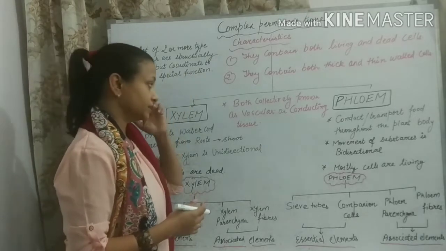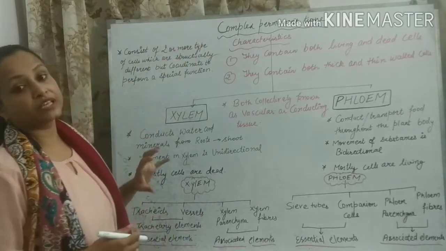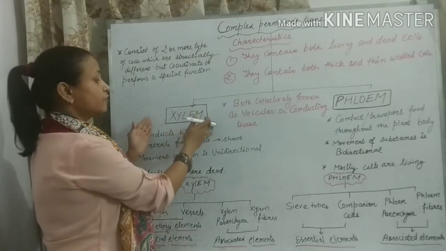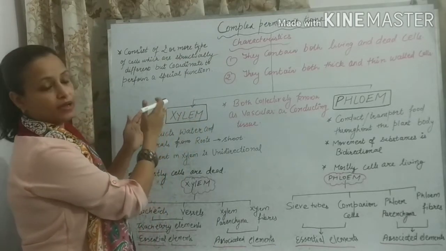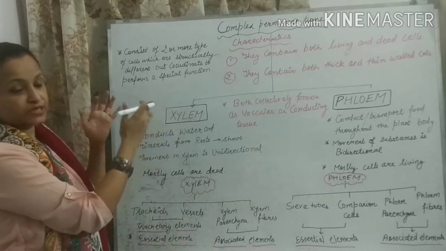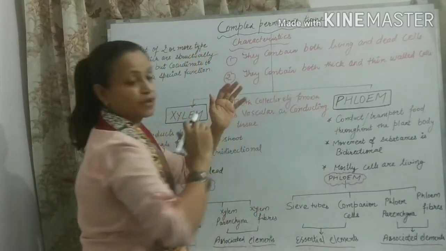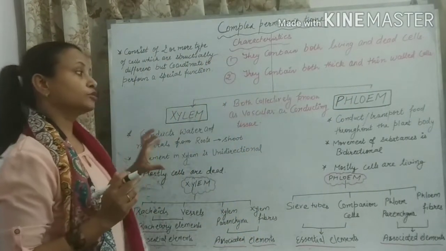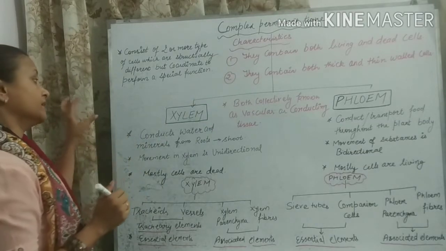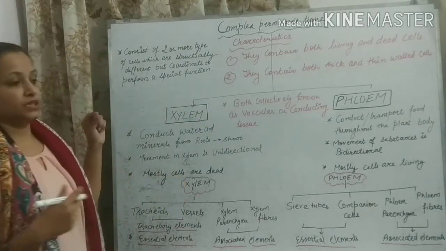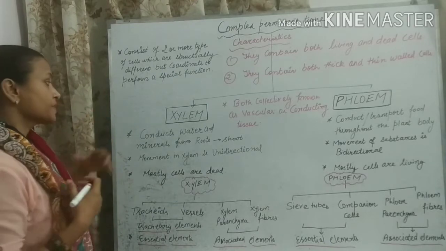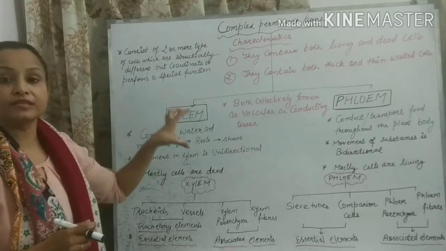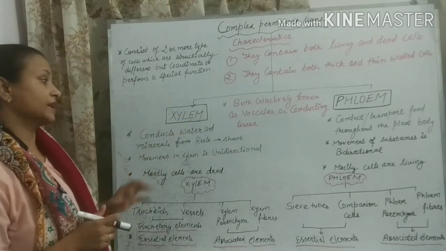Now move further to the types of complex permanent tissue. The complex permanent tissues are of two types. First is xylem, and the second is phloem. Both of these tissues are very important in terms of the exam also. Questions can come in the exam about xylem and phloem, their differences, their structure, their function, etc.